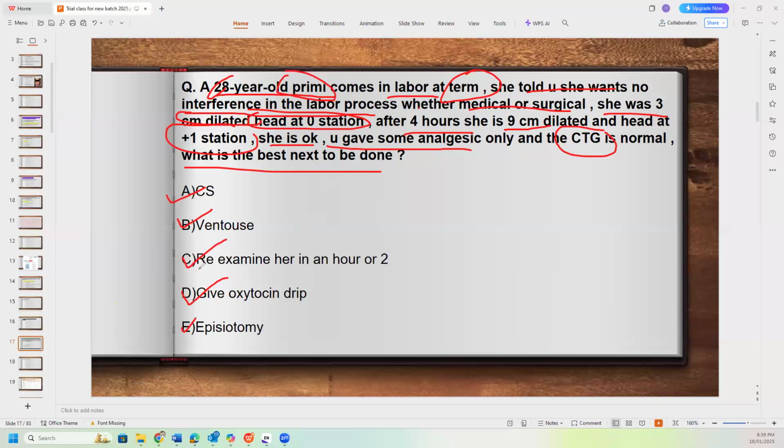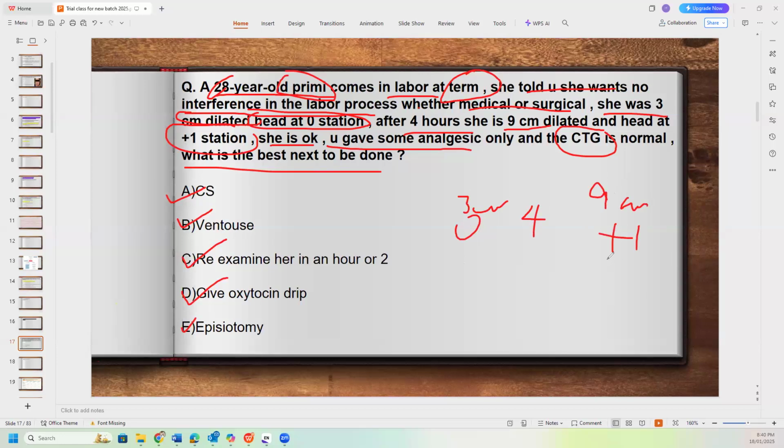Now, this question is very much related to the progress of labor and the assessment of complications associated with it. They have given you a young patient, first-time pregnant, coming to you at term. She told you she has already made her wishes very clear, and we respect our patients' wishes as much as possible, given that we explain the situation of life and death to them. So she has explained that she doesn't want any intervention. When you examined her for the first time, she was 3 centimeters dilated, head was at 0 station. After 4 hours, she made good progress, about 9 centimeters dilated now, and head is at +1.